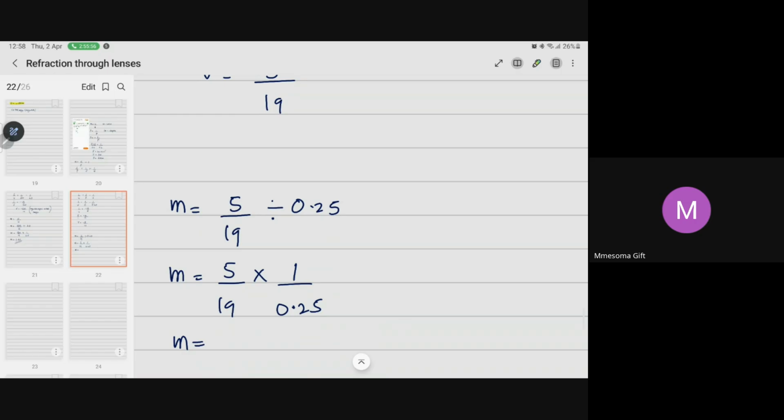So now let's look for this. I have 5 over 19 multiplied by 1 over 0.25. That will still give us the same thing, 1.05. So whichever way you want to do it, I've proved to you that it is correct, right? This one is using centimeter, this one using meter. All right, so all the best, guys.